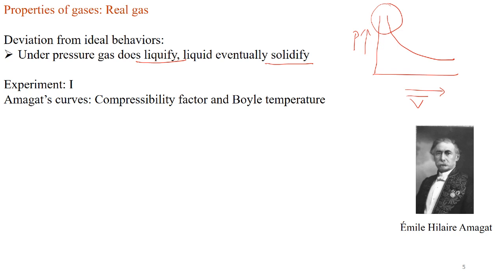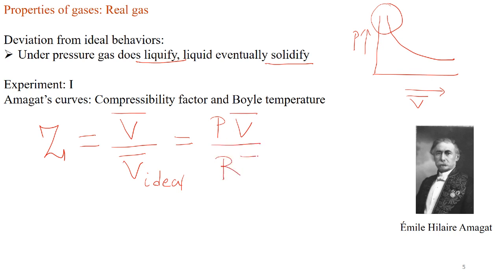The compressibility factor, which we denote as capital Z, is defined as the ratio of the volume of a real gas to the volume of the ideal gas. Now, using the ideal gas equation, this relationship becomes Z equals PV over RT. Amagat studied various gases and he plotted the compressibility factor Z as a function of pressure, and the plots look like this. For an ideal gas, of course, the compressibility factor will be 1.